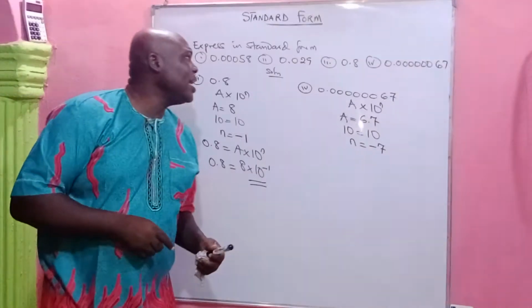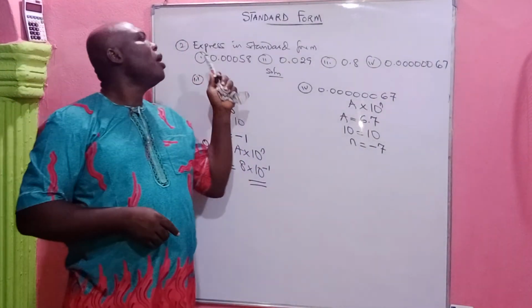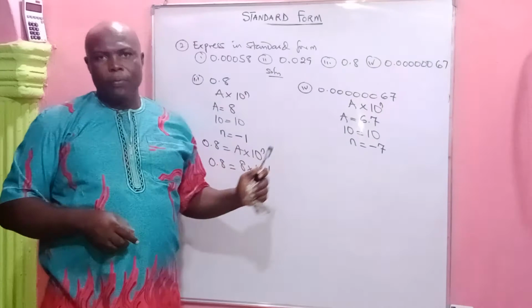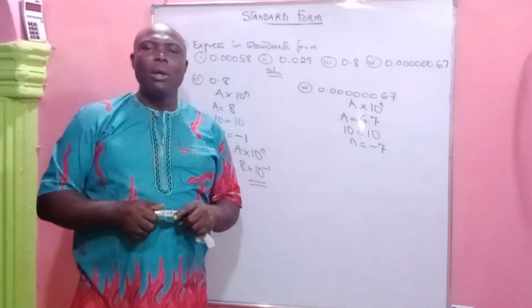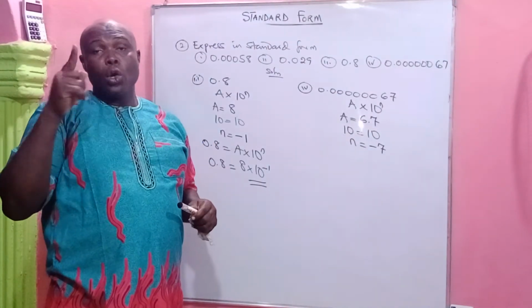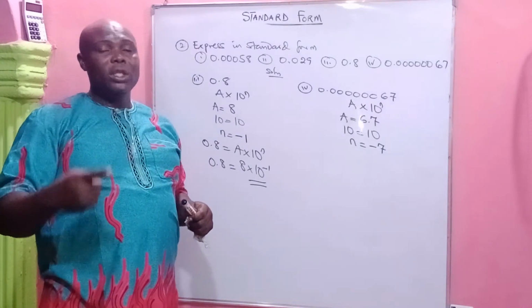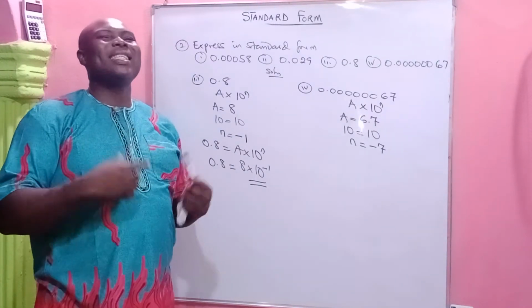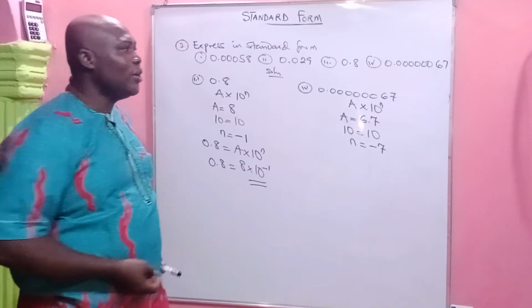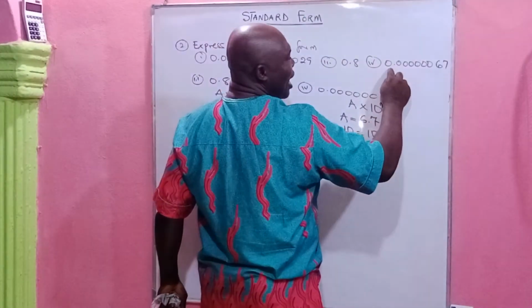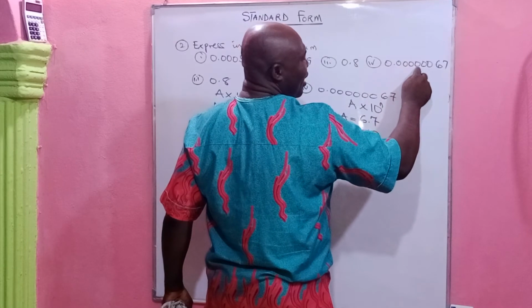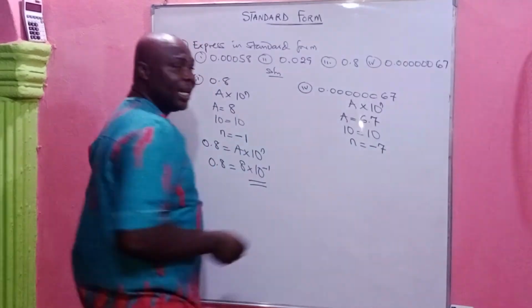But please understand, anytime you have decimal fractions that are less than 1, if you want to know n, the number of times you're going to move the decimal point, always count the zeros. The zeros will tell you. So simply count how many zeros we have. 1, 2, 3, 4, 5, 6, 7. It means n will be -7.